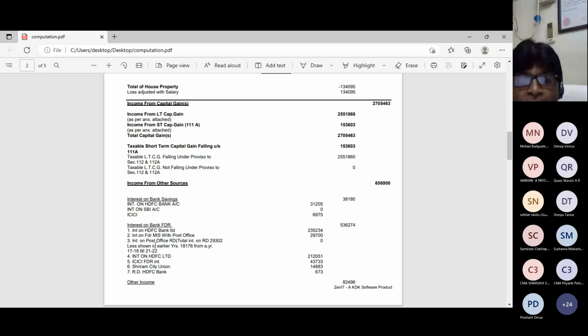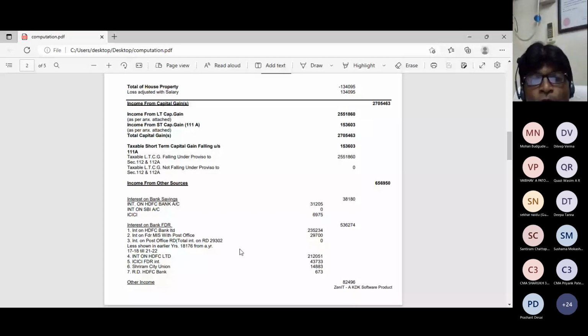Apart from that, he is also deriving income from interest on bank FDR. One by one we have taken: interest on HDFC Bank Limited, interest on FDR MIS with post office, interest on post office RD. I think this was actually for the last year, and this year he has not earned any interest. Generally what happens is that the RD matures and you get the interest in totality in the 1 year itself, in the year in which you are filing the return. But as a prudent norm, I always advise my clients to book the RD interest on an accrual basis, in the year in which the interest gets accrued.